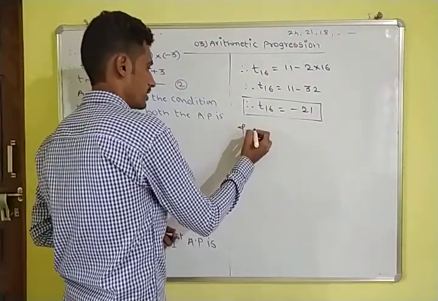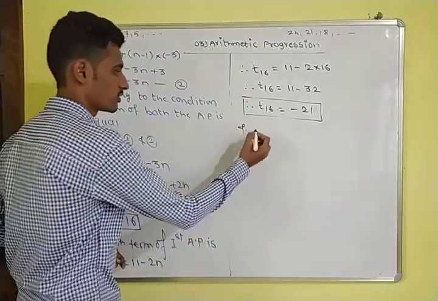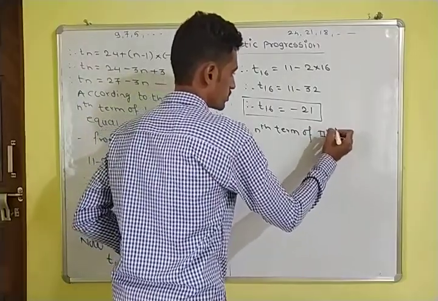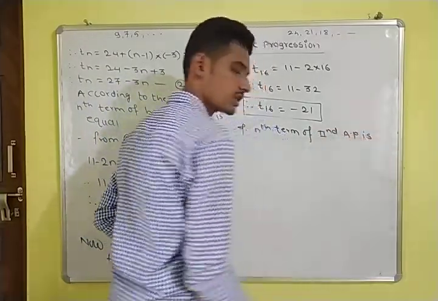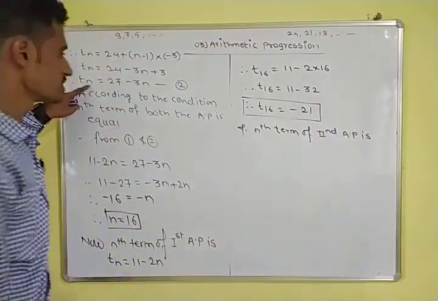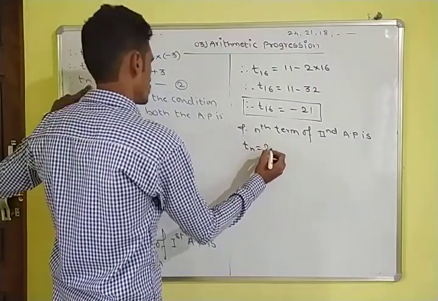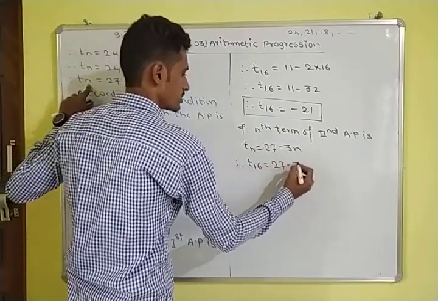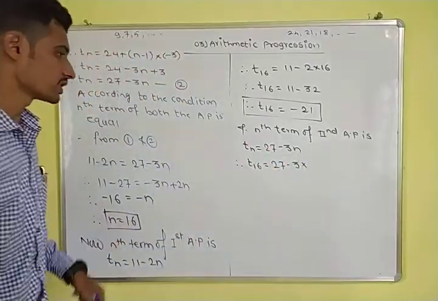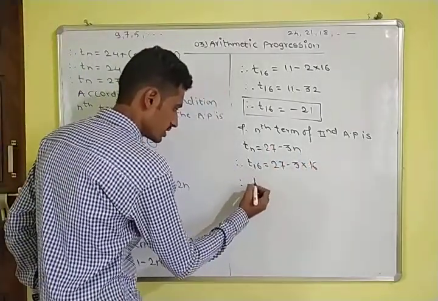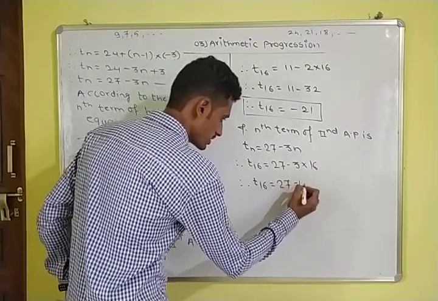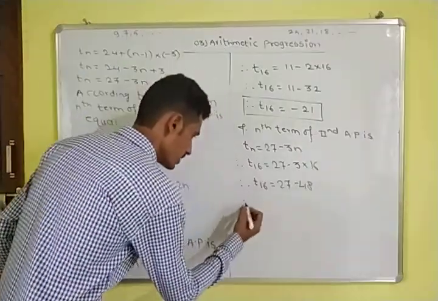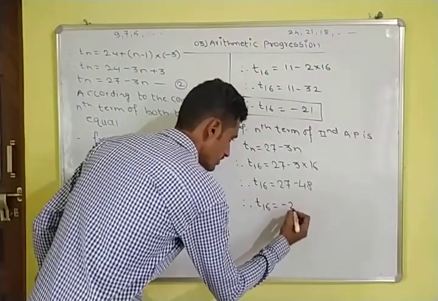And the nth term of the second arithmetic progression is, what is the nth term of the second arithmetic progression? Tn. So Tn is equal to 27 minus 3n. Therefore T16 is equal to 27 minus 3 into n. The value of n is 16, so write down here 16. That is T16 is equal to 27 minus 48. Therefore T16 is equal to minus 21.